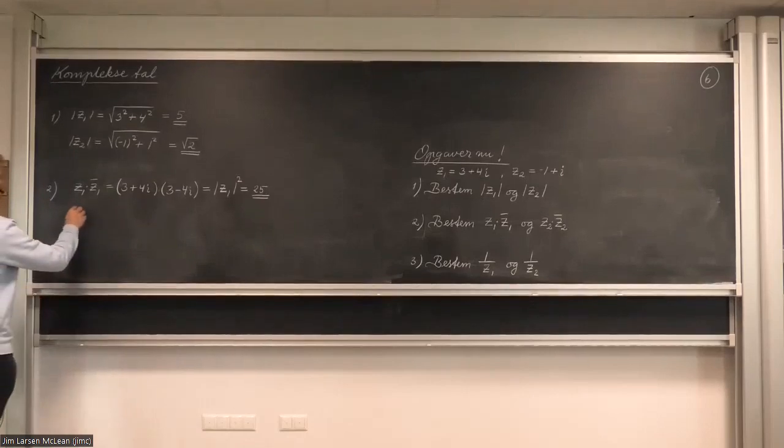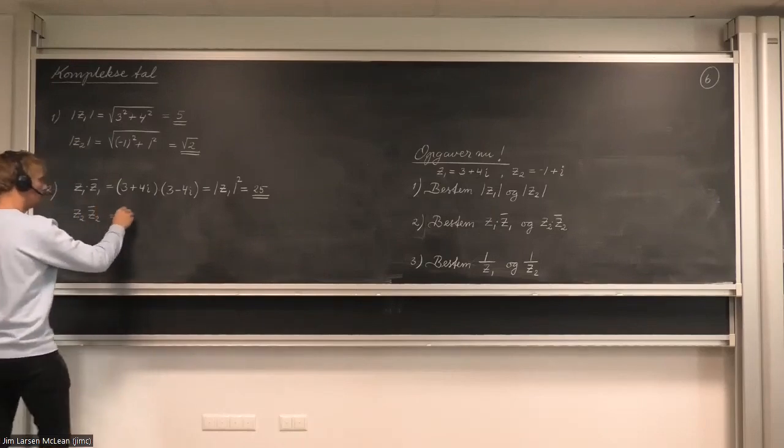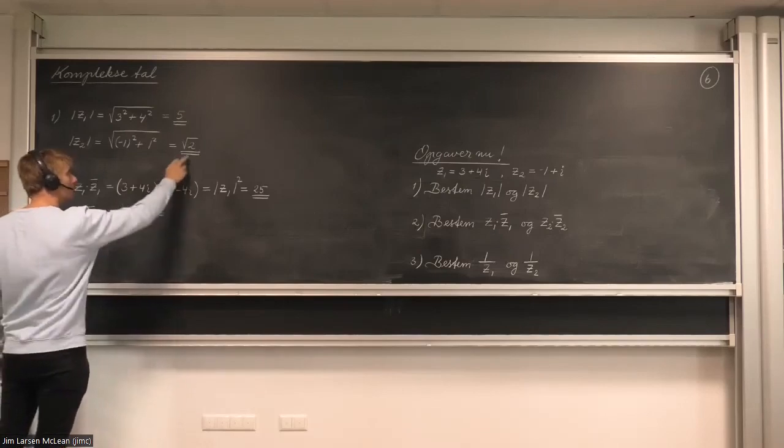Exercise 2 will be Z2 times Z2 conjugated. Well, it's the modulus of Z2 squared. That means it's the square root of 2 squared, so it's 2.